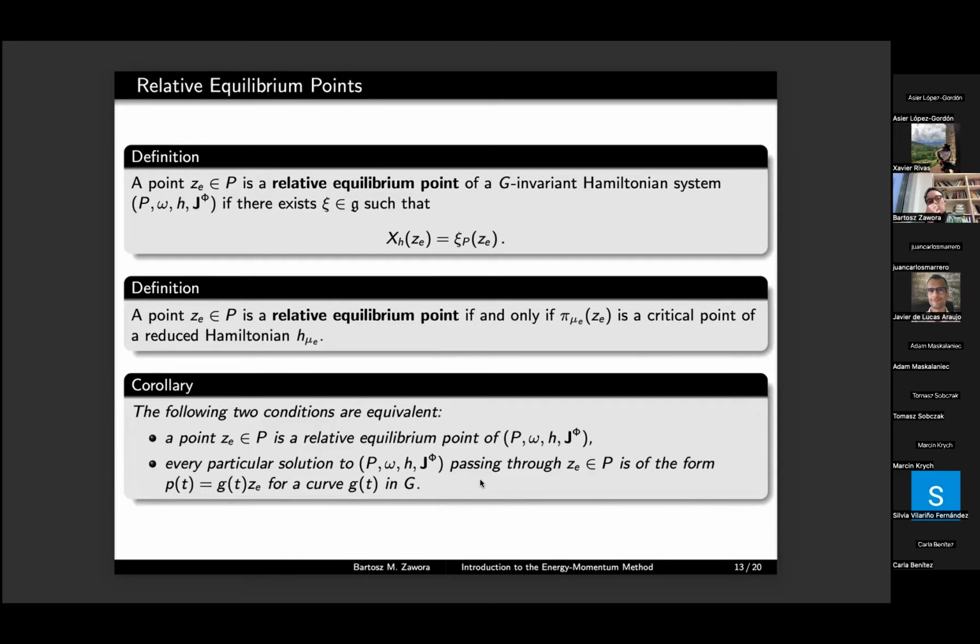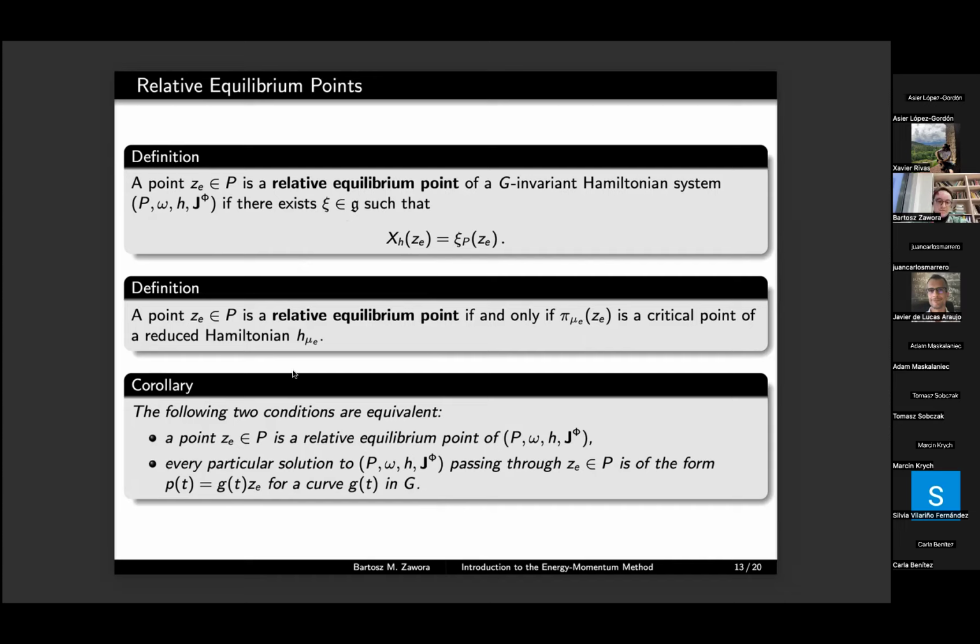Okay, so the definition is that z_e is a relative equilibrium point of a G-invariant Hamiltonian system if there exists an element in the Lie algebra such that the Hamiltonian vector field at this point is equal to the fundamental vector field at this point. But equivalently, we can say that the point z_e is a relative equilibrium point if and only if the projection of z_e is a critical point of the reduced Hamiltonian function, right? This is what I said earlier.